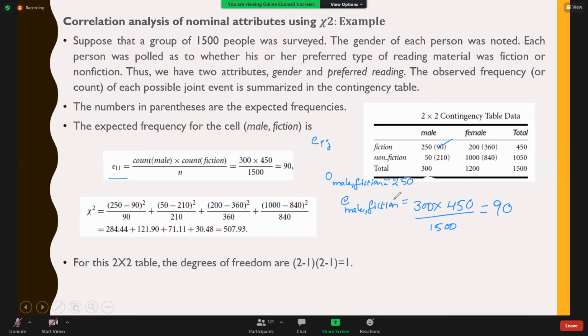And similarly, the expected frequency of female, fiction. How is it calculated? Total number of females, 1200. Total number of fiction preferred people, 450. Divided by 1500. This is 360. Similarly, 210 and 840. So in this way, we will calculate these expected frequencies. That is the formula given here. And now coming to this statistical chi-square test.